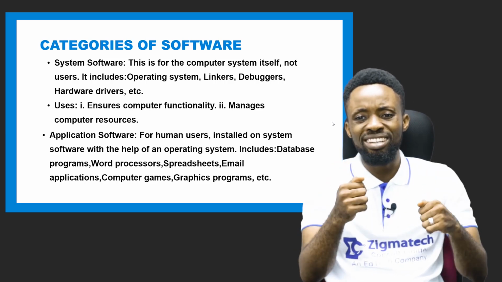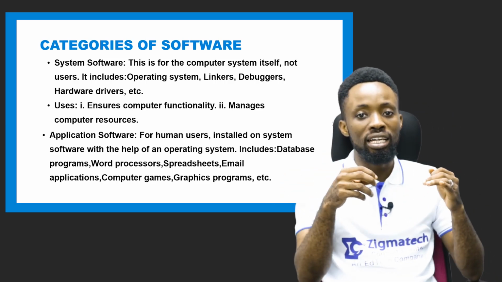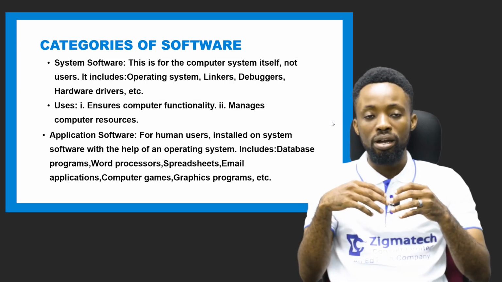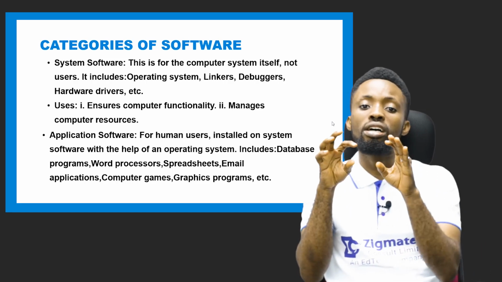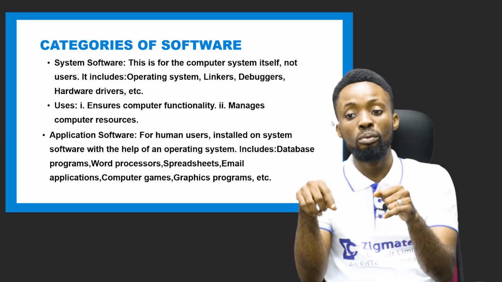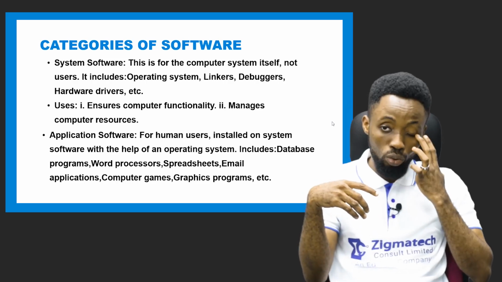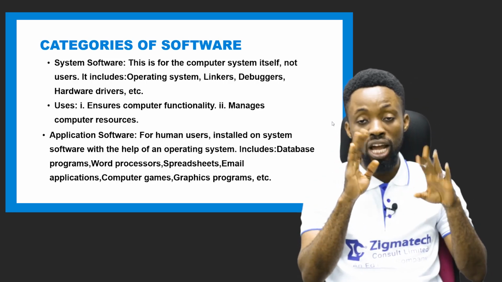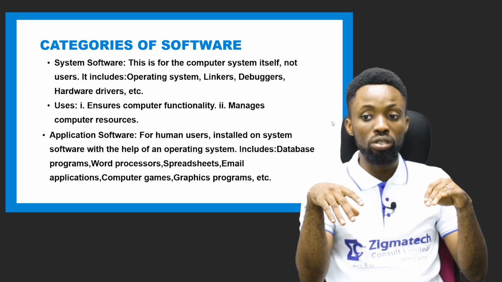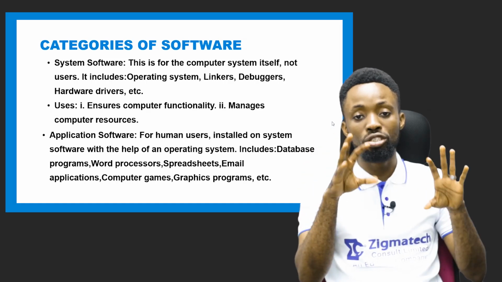And a good example of the application software that we have are database programs like DBMS, or ArcDBMS. These Arc database application software help us to manage databases of organizations. And also we have word processing application software, spreadsheets, email applications, graphics programs, and computer games. They all fall under the application software.